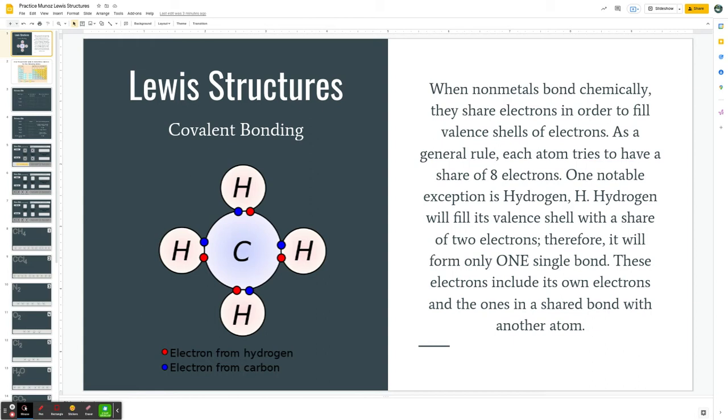And so in this first slide, this introductory slide, I want you to see that it says Lewis structures and covalent bonding. So this entire assignment is going to be about covalent bonding, and it's going to be about sharing of electrons. So all of these molecules that you're building, it's going to be all nonmetals, and they're all going to represent sharing of electrons.